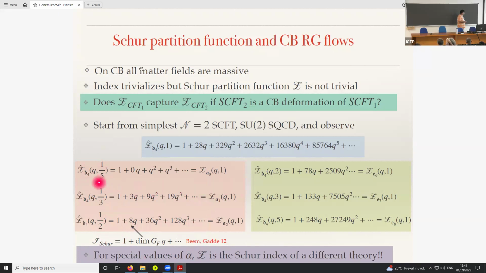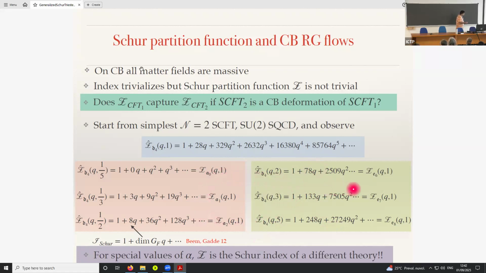Now you can ask, why take fractional values of alpha which are smaller than 1? Let's take values of alpha which are bigger than 1. And here also there is a surprise. If you take alpha equals 2, 3, and 5, you obtain these nice things. Now remember, if we are to interpret this as a Schur index of some physical theory, the coefficient of Q is the dimension of the global symmetry. So here you get 78. 78 is the adjoint of E6.